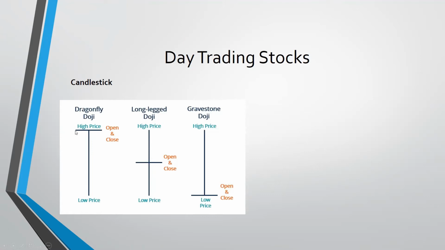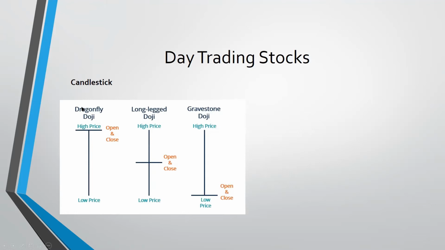The stock closed at the same price that it opened at. So the open price and the closing price were the same. This was the lowest price. This was the highest price. This was also the open price. This was also the closing price. This type of doji is called a dragonfly doji.